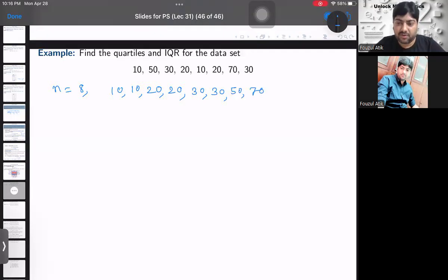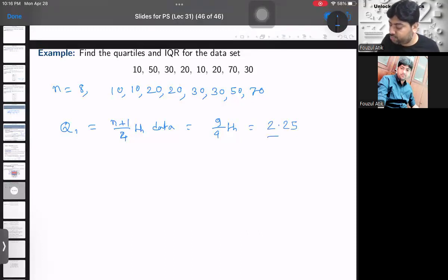Then what is the quartile formula? Q1 is equal to the (n plus 1) by 4th data value, right? But (n plus 1) by 4 is what? It is 9 by 4, which is 2.25. Now what is the 2.25th data? It is not an integer, right? The first data is this one, second is this, third, fourth, fifth, sixth, seventh, eighth, like that it is there.